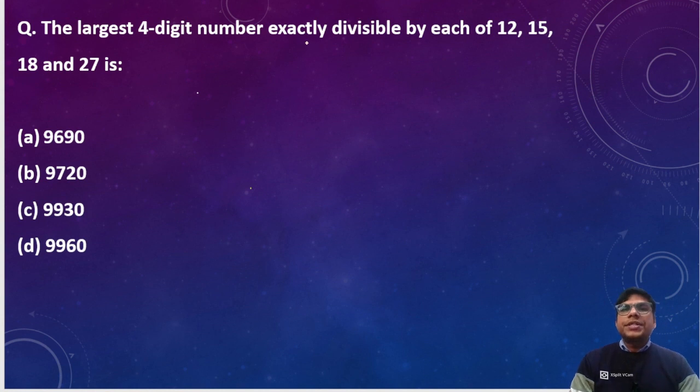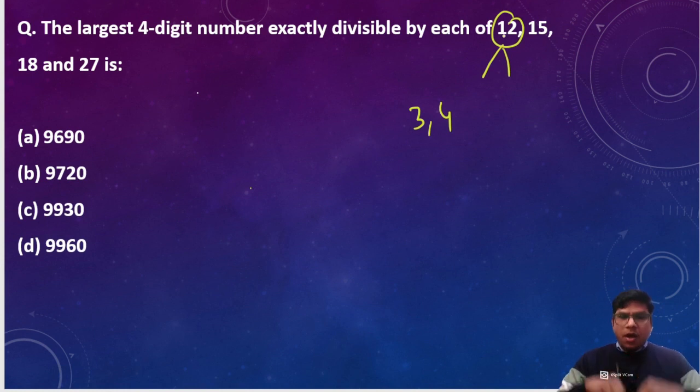the largest 4-digit number that is exactly divisible by each of 12, 15, 18 and 20. Suppose a number is exactly divisible by 12, then that number will also be exactly divisible by the factors of 12, that is 3 and 4. I'm just taking the factors which are important from our point of view. If a number is divisible by 15, then the same number will also be divisible by the factors of 15, that is 3 and 5. We have already taken 3 as a factor, so 5 will be here.